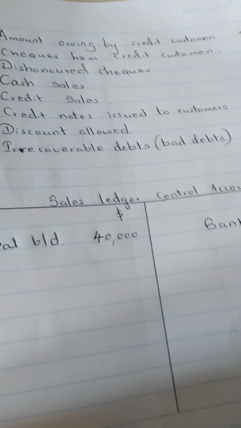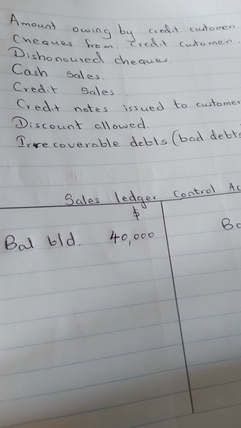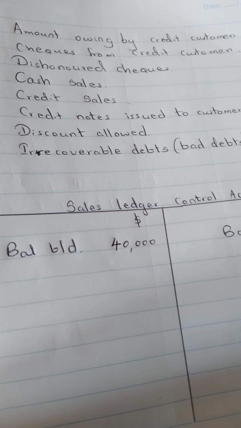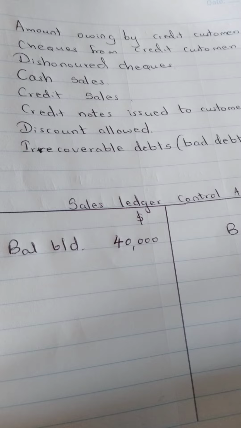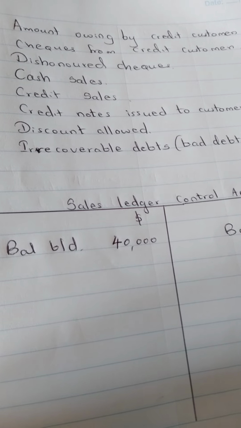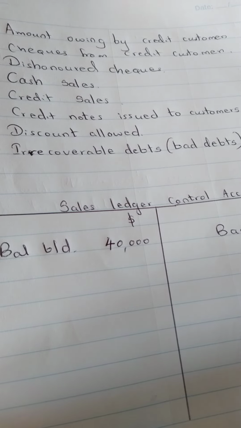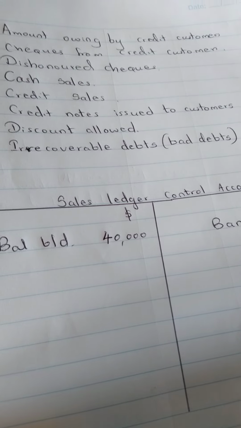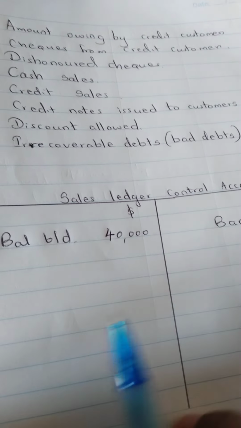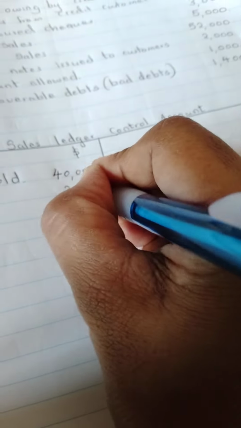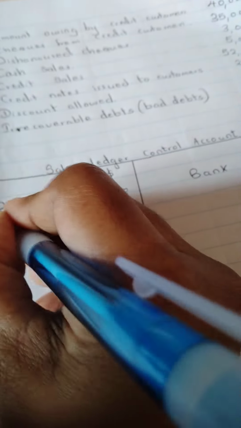Then dishonored check is where a check that was received from a customer has now been returned by the bank because there weren't sufficient funds available in the account of the customer. So when there's a dishonored check, the amount that the customers owe us is going to increase. Therefore, we enter that on the debit side of the sales ledger control account. Either we can say dishonored check or we can even say bank.